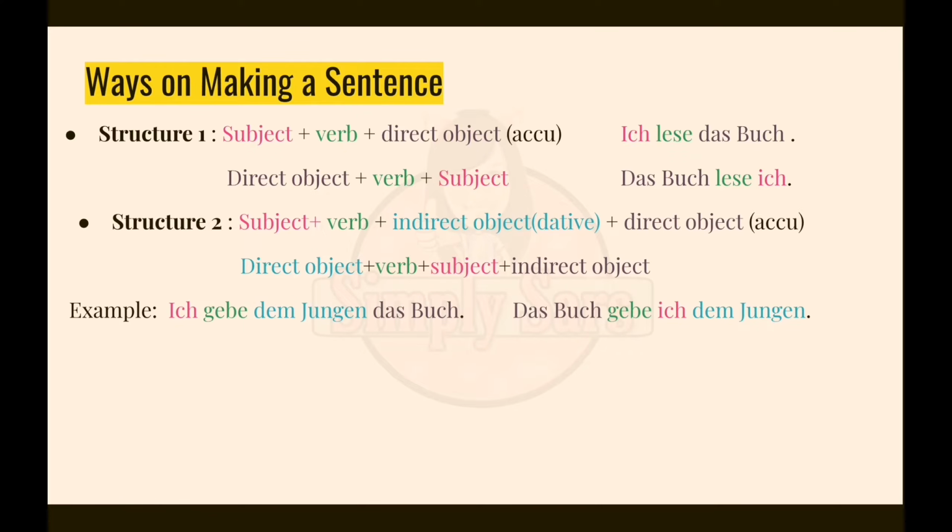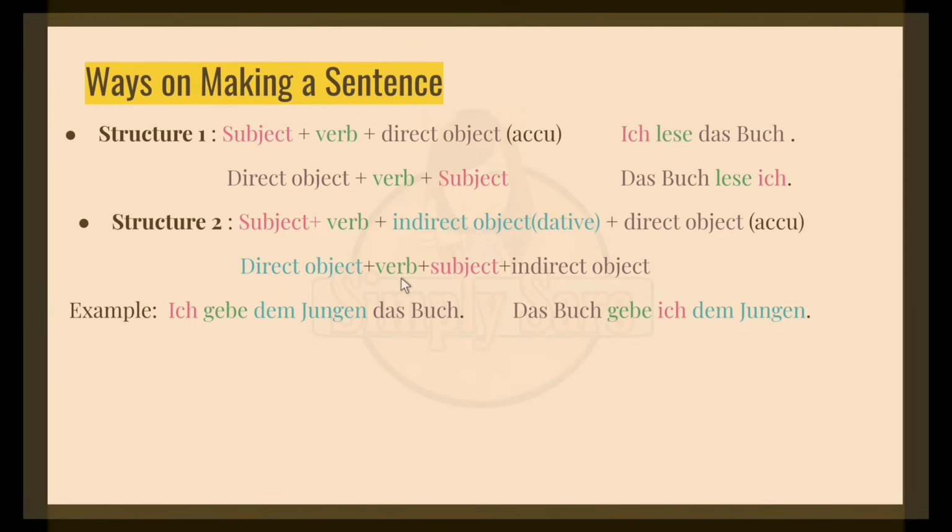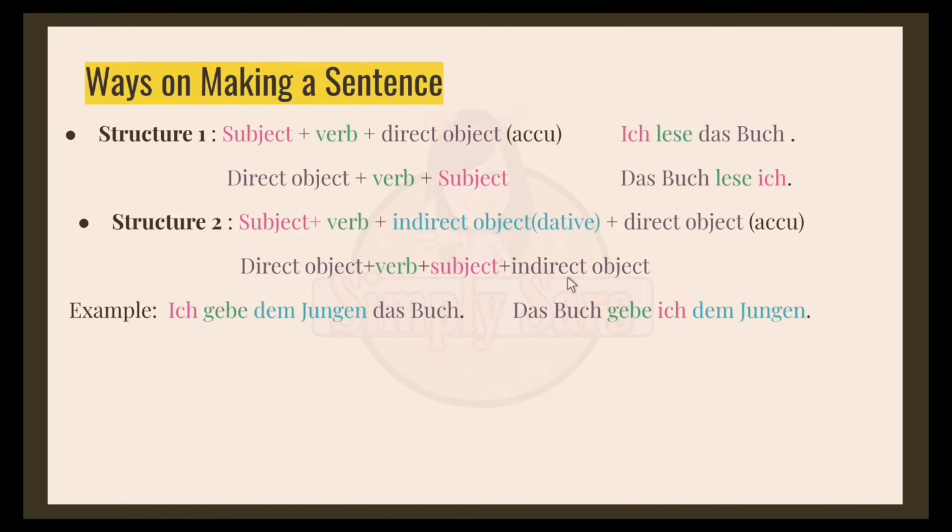Okay? Next structure is the subject, verb, indirect object or dative, and the direct object or the accusative. Pwede mo din gawin, sabi ko nga sa iyo, babaliktarin mo sila, pwede rin direct object, verb, subject, and indirect object, pwede mo silang paghiwalayin. Okay? So, kulay blue to sky blue siya, indirect, so dative form. So, das Buch gebe ich dem Junge. Das Buch is the direct object. Gebe is verb. Ich is the subject. And dem Junge is indirect object.